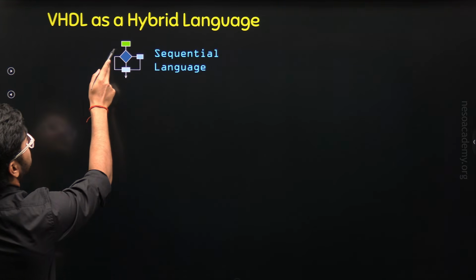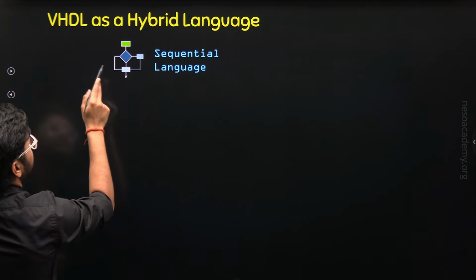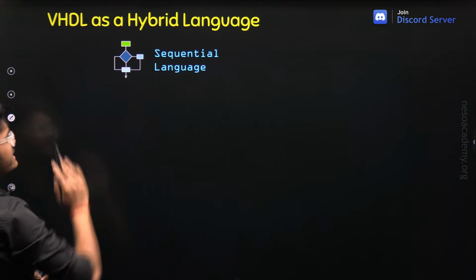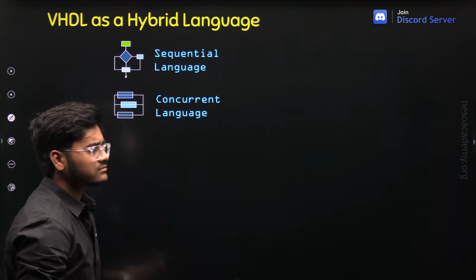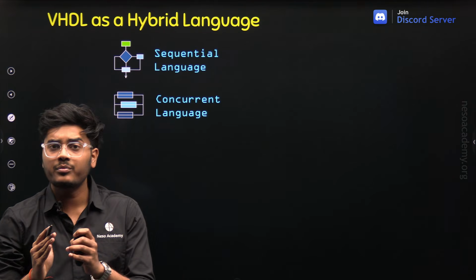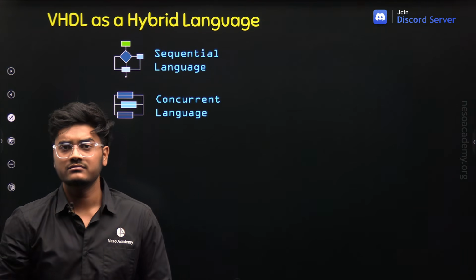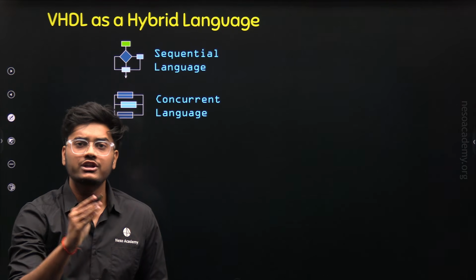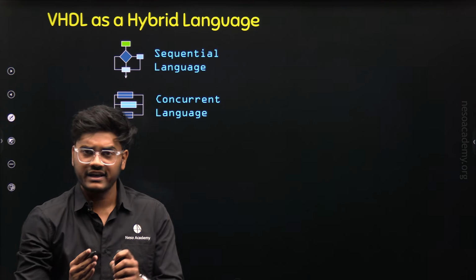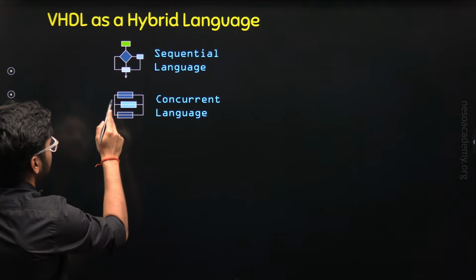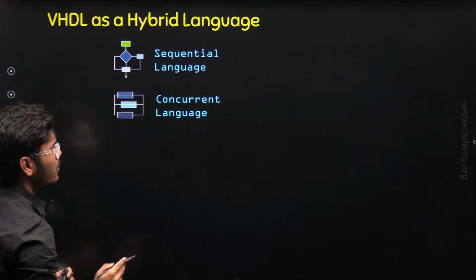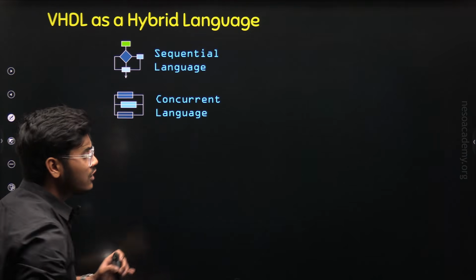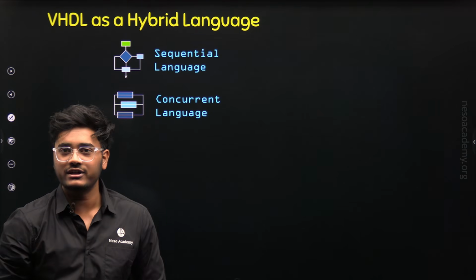Example, first take input, then the process, then gives output in a series. Then the second language is concurrent language. In hardware, multiple operations happen at the same time. That is, parallel execution of multiple statements. Example, adder, subtractor, comparator working simultaneously. Now, this is a very important feature for any hardware description language.